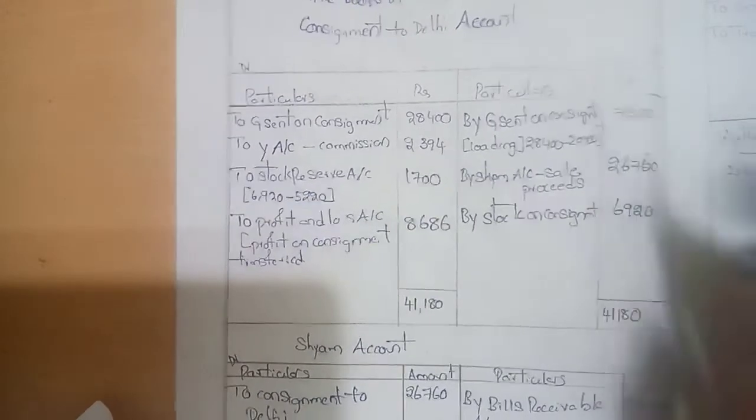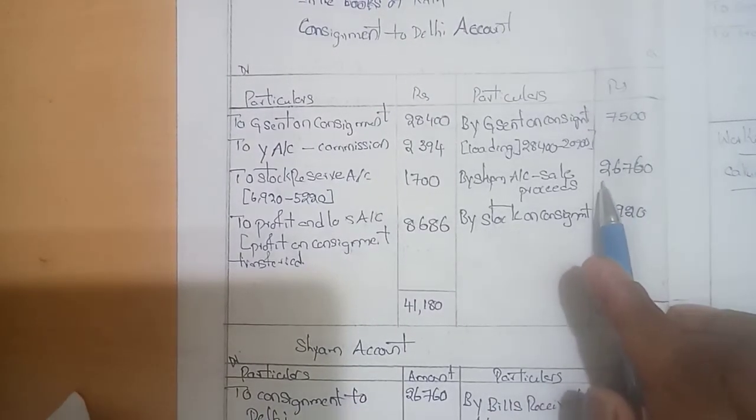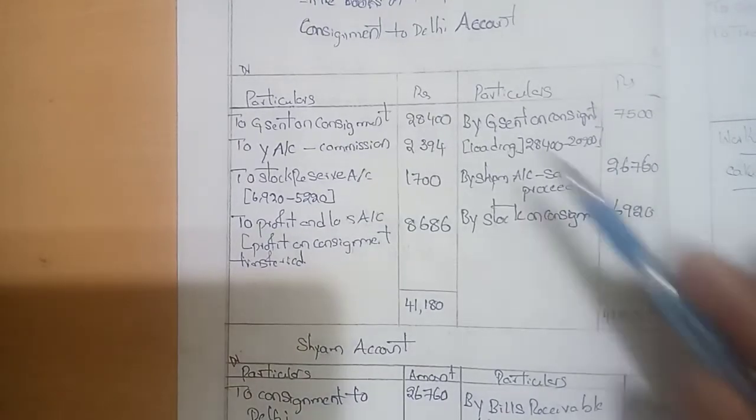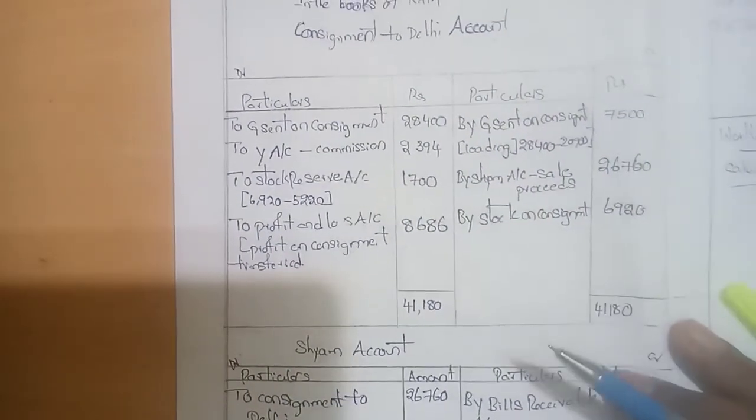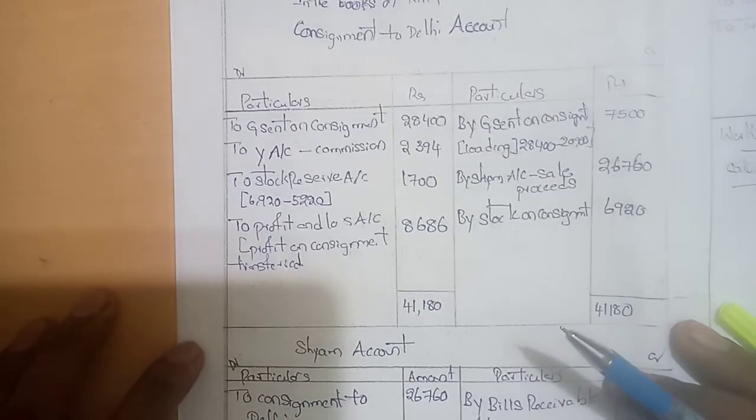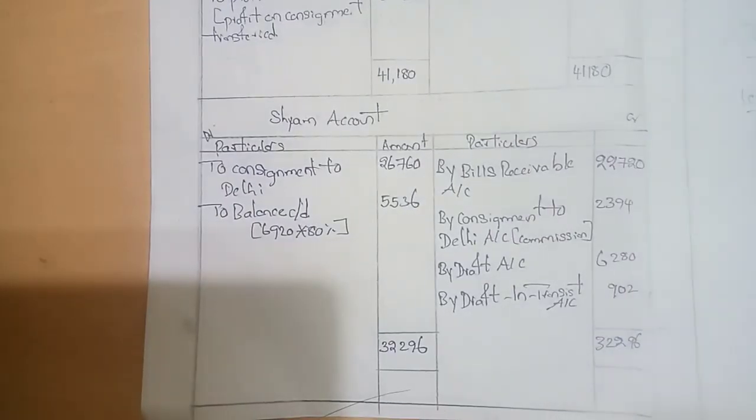So to the 7,500 by Sham, of course, Sham sales proceeds, that is sales proceeds, how much? 26,760. So like this, see the answer. And then this is the consignment account of the Delhi consignment to Delhi account. So like this. So calculate here again Sham account. So here, as per the working problem, I need to make a correction. Any doubts, comment below. So like this, upload.